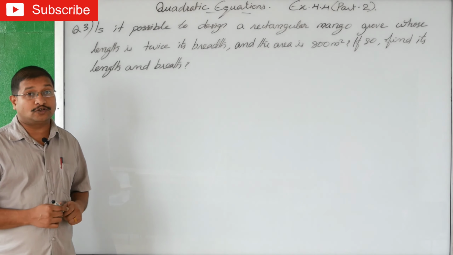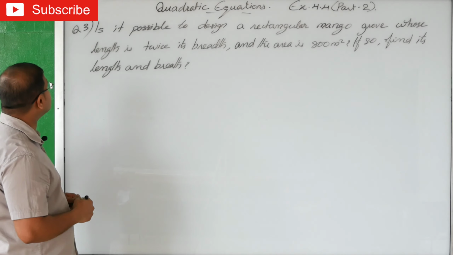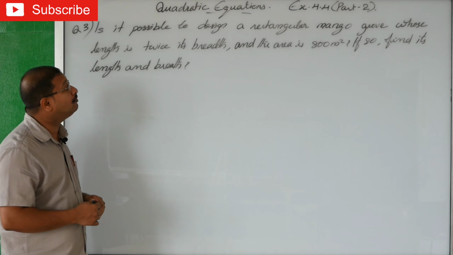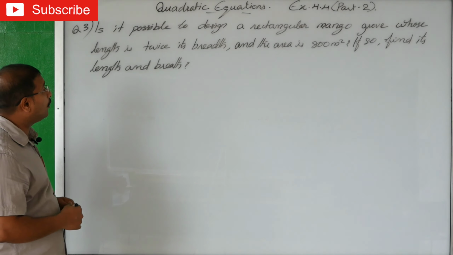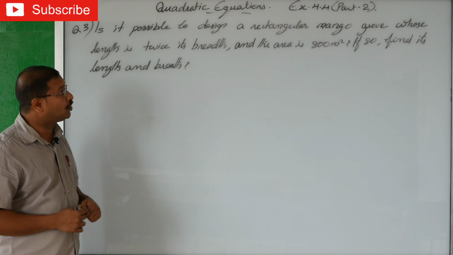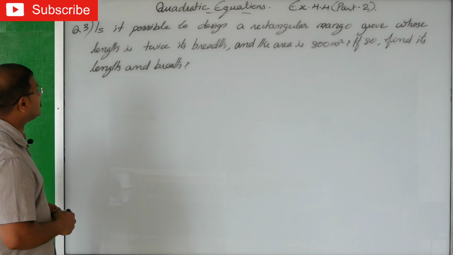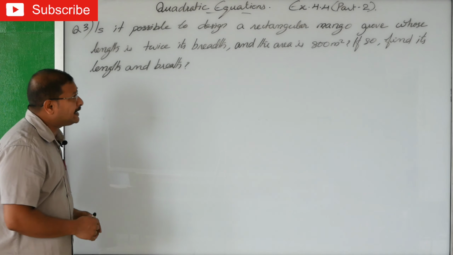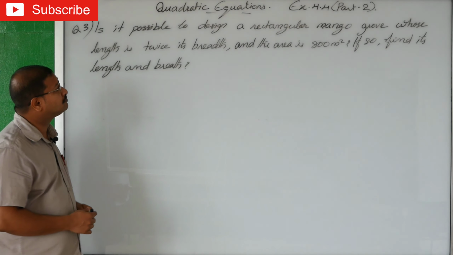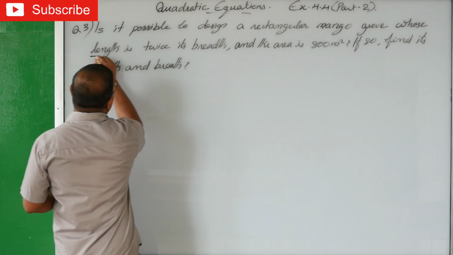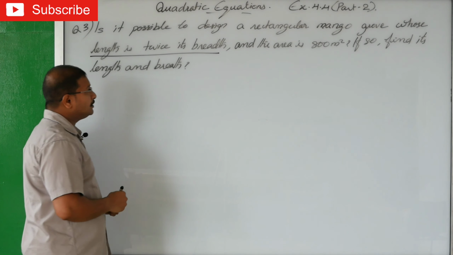Okay. Let's see the next question. Question number 3. I'll read the question once. Is it possible to design a rectangular mango grove whose length is twice its breadth and the area is 800 meters square? If so, find its length and breadth. What is the question? Is it possible to design a mango grove whose length is twice its breadth? See, length is twice its breadth.